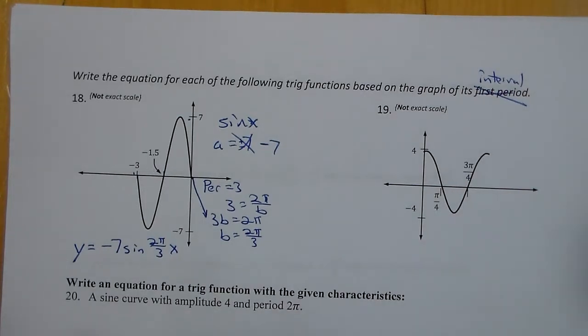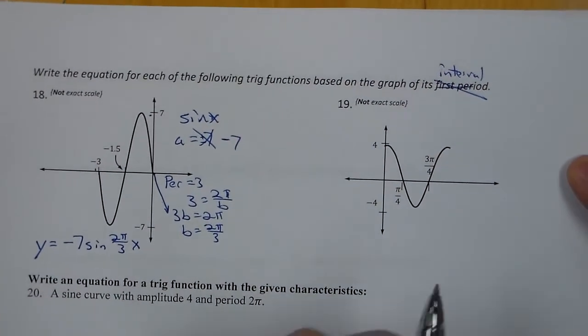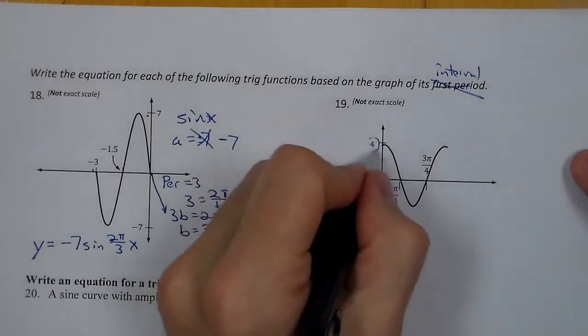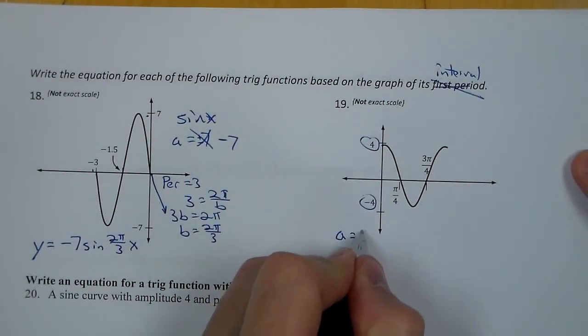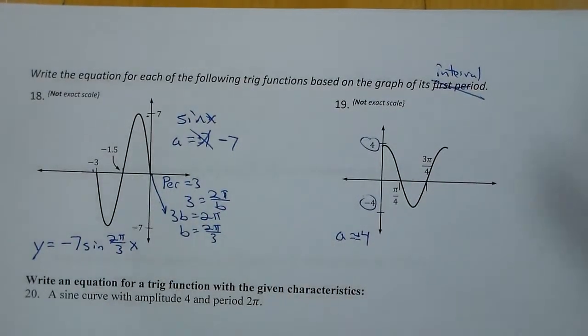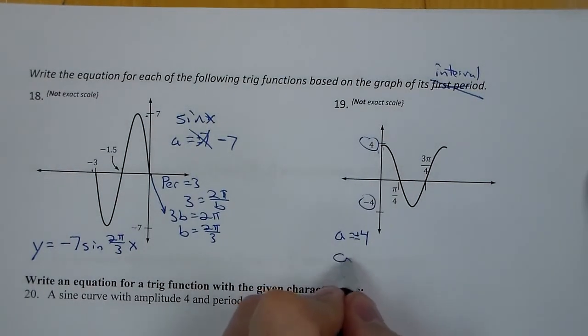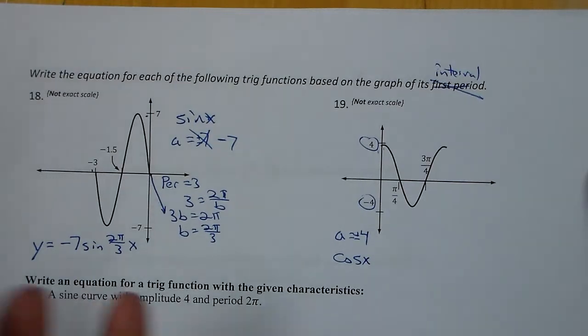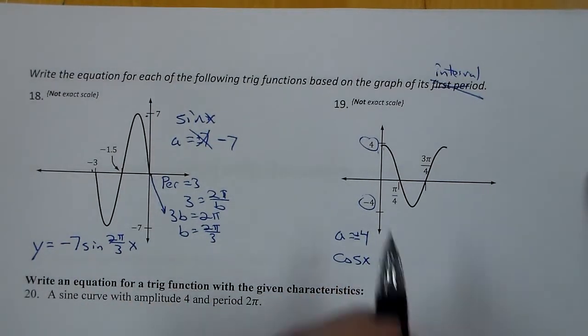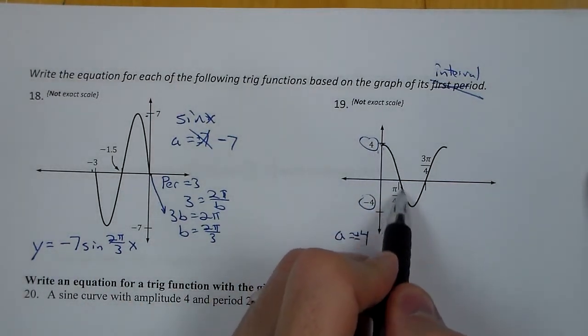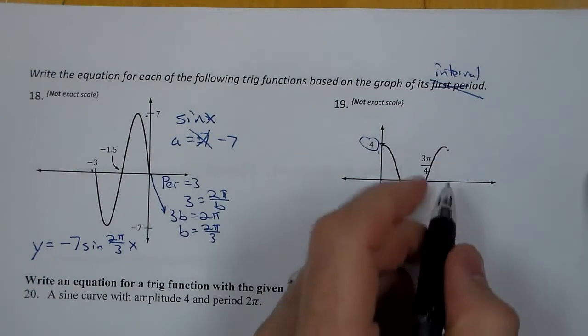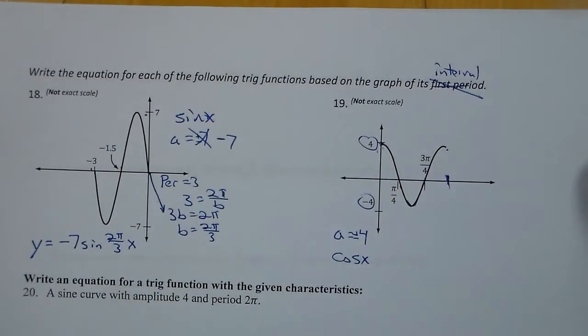Okay, well, let's look at 19 now. On 19, what do I notice first? I got the 4 and negative 4. So amplitude looks like 4. Could be plus or minus. Let's wait on that. It starts at a maximum. So I'm going to make that a cosine. So really we need to know the period. Now if it started here and ended here, I need to know what that point is.